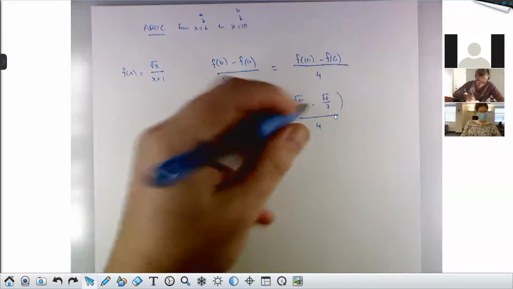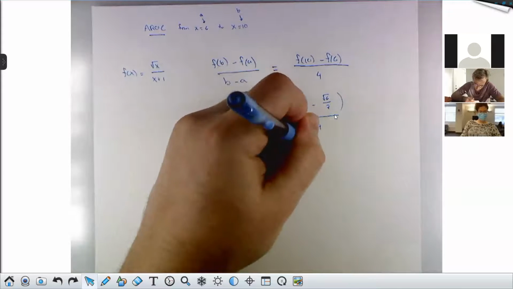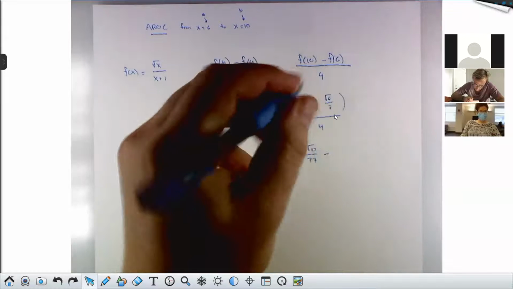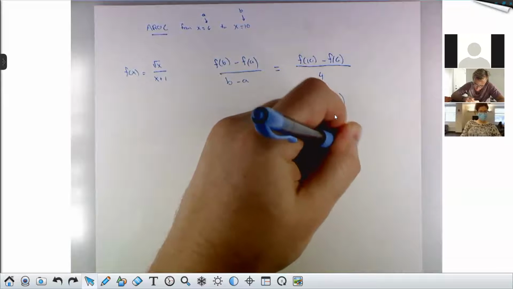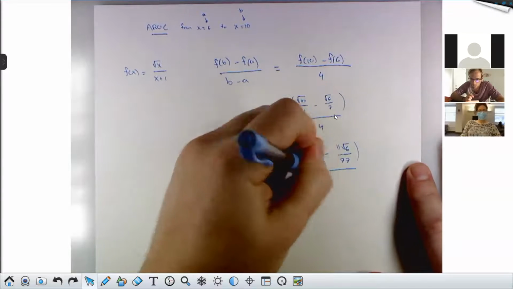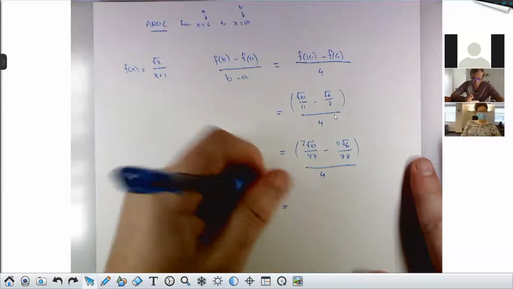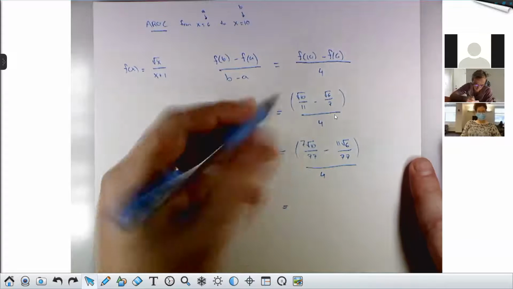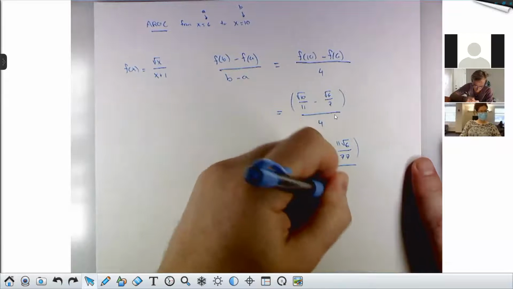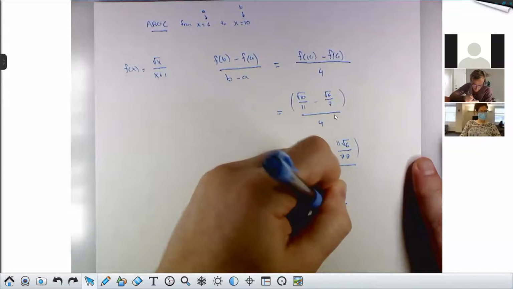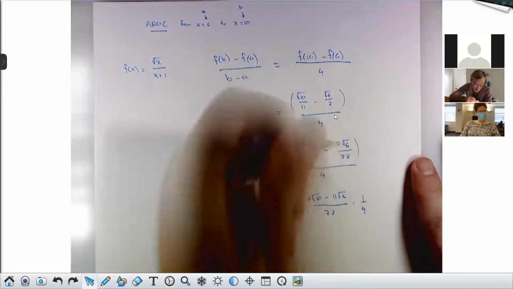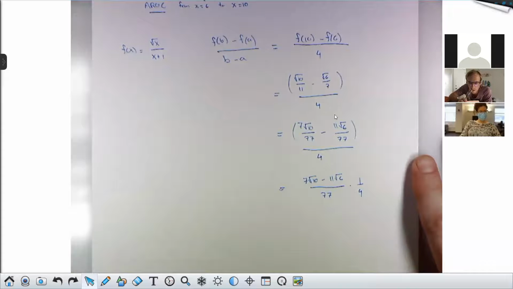And that denominator would be 77. So this would be 7 square roots of 10 over 77 minus 11 square roots of 6 over 77, all divided by 4. And then there's not much we can do upstairs with the square roots besides write them as a single fraction like this, and then say that dividing by 4 is the same as multiplying by 1/4.